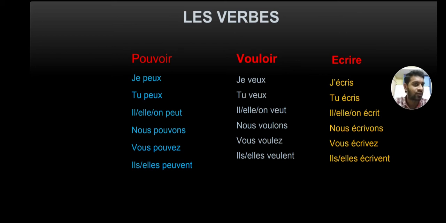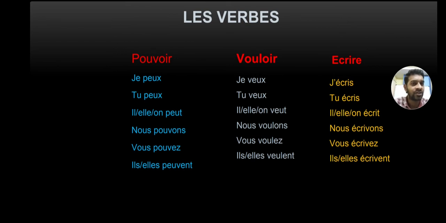Je peux, tu peux, il peut, elle peut, on peut, nous pouvons, vous pouvez, ils peuvent, elles peuvent. Okay, so pouvoir is can. Mostly the verb pouvoir will be followed by another verb, an infinitive form of the verb.